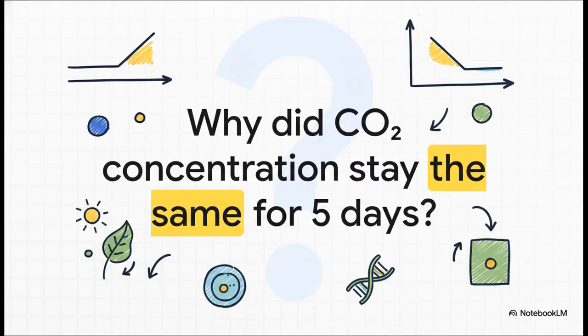See that first part, from day 0 to day 5? The line is totally flat, nothing's changing. So the 2-mark question is, why? What's going on biologically to keep things so perfectly balanced?